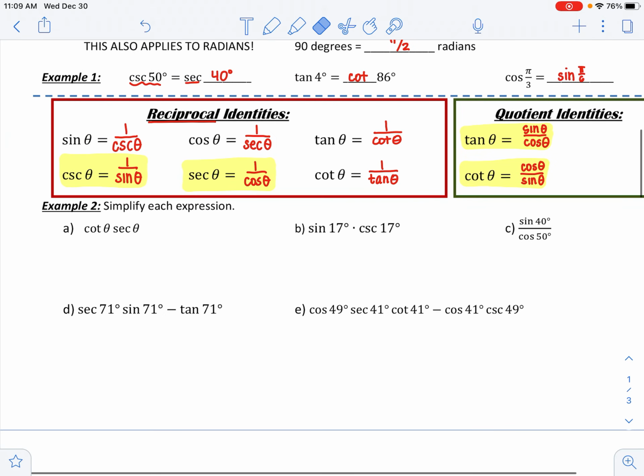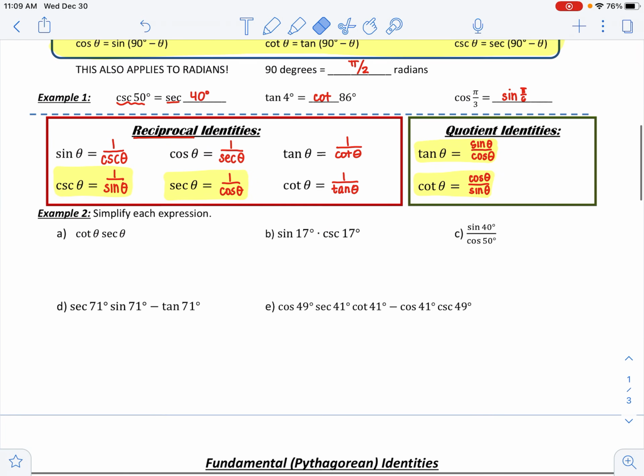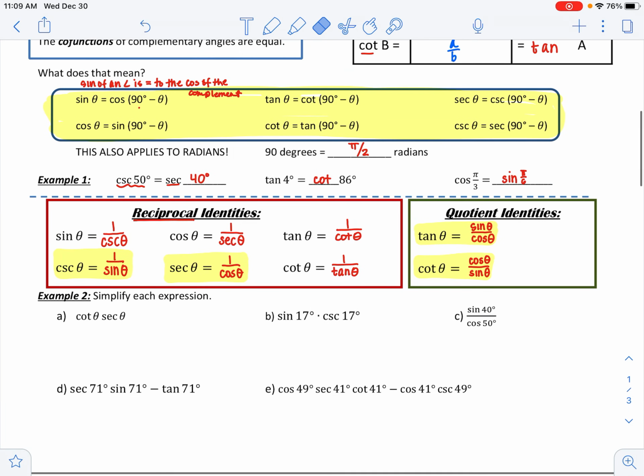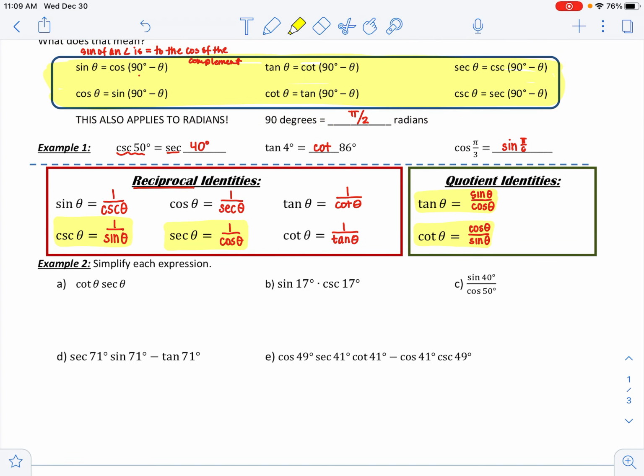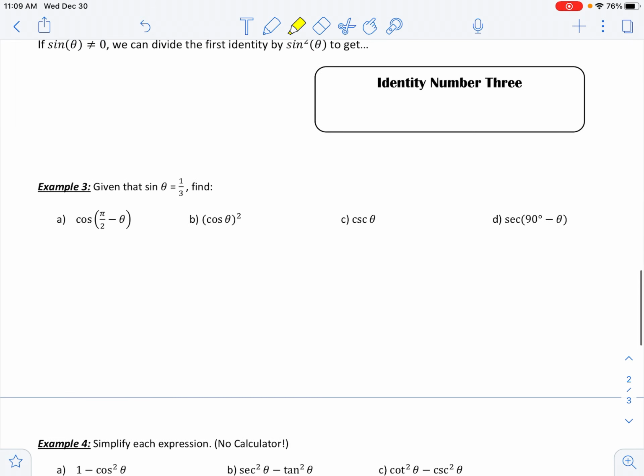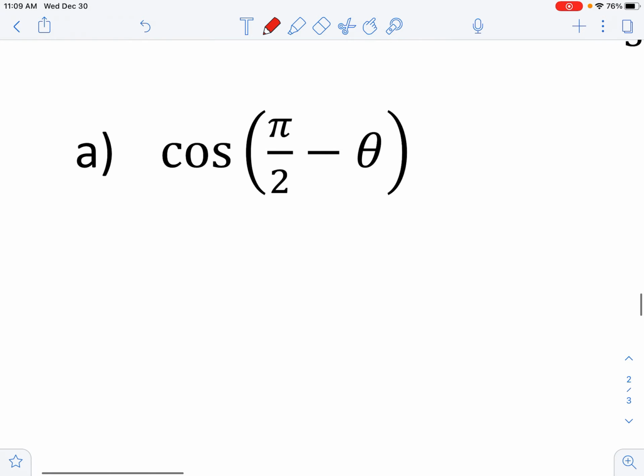Okay, so what I want to do next, before I move on to example 2, is go ahead and try some problems using the cofunctions. That means we have to zip down to example 3 in the notes. It says, given that the sine of theta is 1/3, find, and then notice what I'm asking you right here: cosine of pi over 2 minus theta, which is the cosine of the complement.